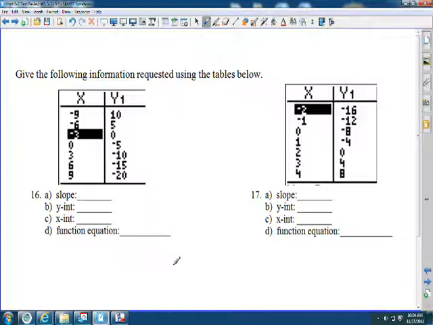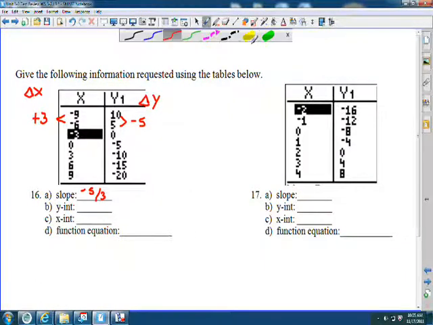Okay, the next one says use the tables to find this information. What is the slope? Remember, slope is delta y over delta x. Right here I have -5. Right here I have +3. So my slope is -5 over 3.